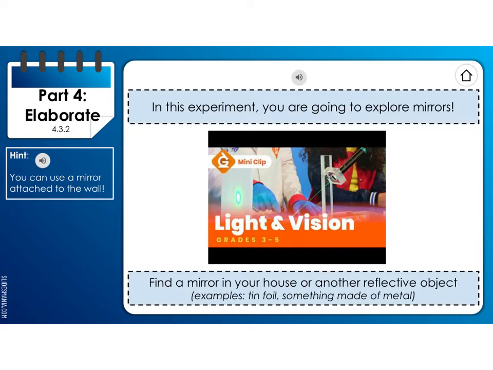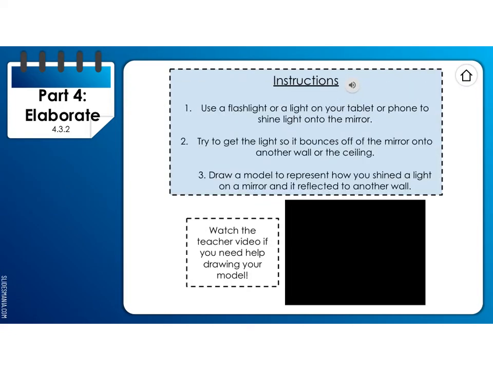So after this, you're going to find a mirror in your house or another reflective object. And you are going to use a flashlight or a light on your tablet or your phone, whatever you can find, to shine light onto the mirror. And you want to try and shine that light so that it bounces off the mirror onto another wall or onto the ceiling. And then you're going to draw a model to represent how you shone that light into the mirror and it reflected to another wall.